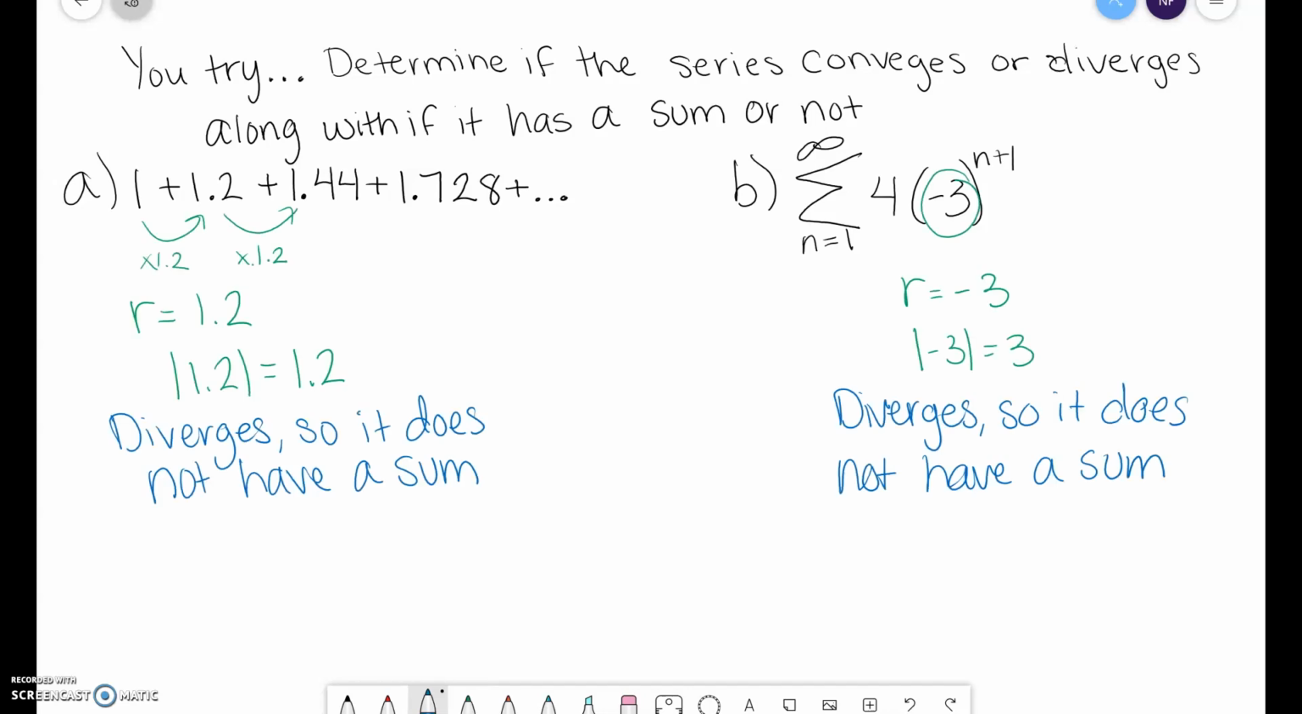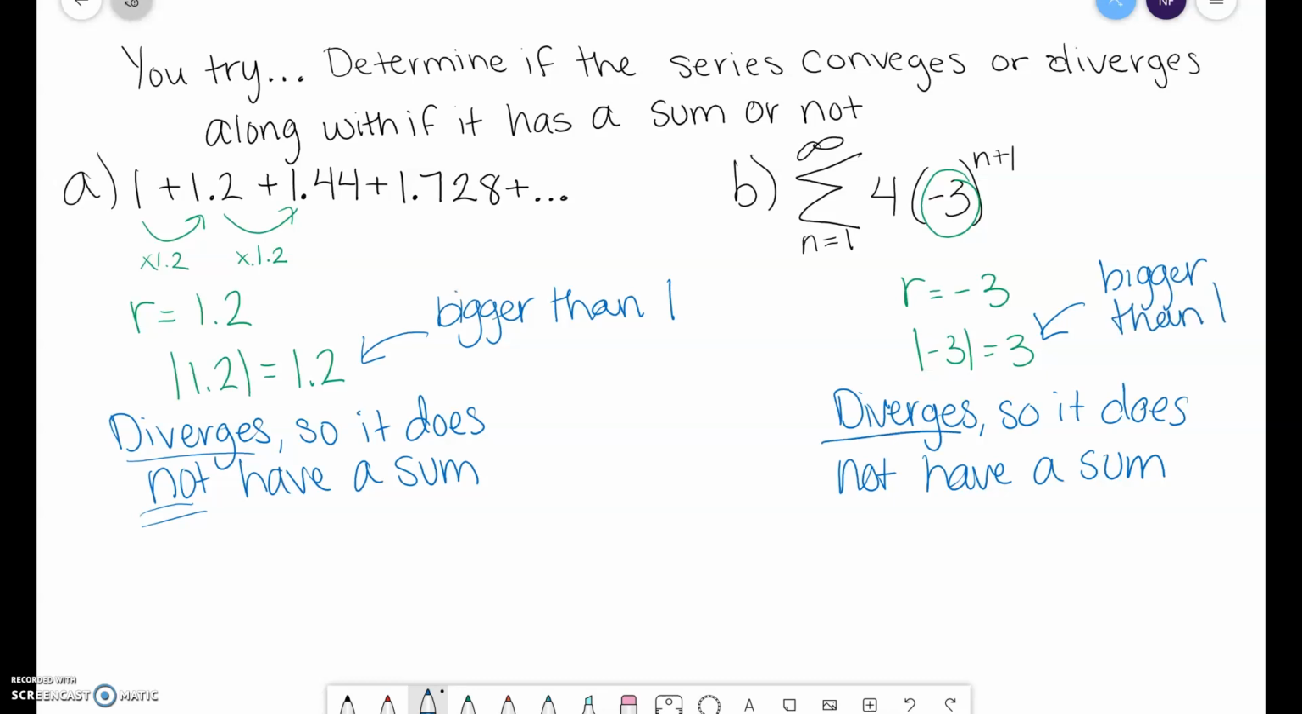Okay, so hopefully you gave those a try, and then you have to find the common ratio, which was 1.2. The absolute value of 1.2 is still 1.2. Since this is bigger than 1, it's going to diverge, so it does not have a sum. And then over here, you can go ahead and find the common ratio here. Take the absolute value of -3, and you get 3. So again, bigger than 1. So it's going to diverge and not have a sum.